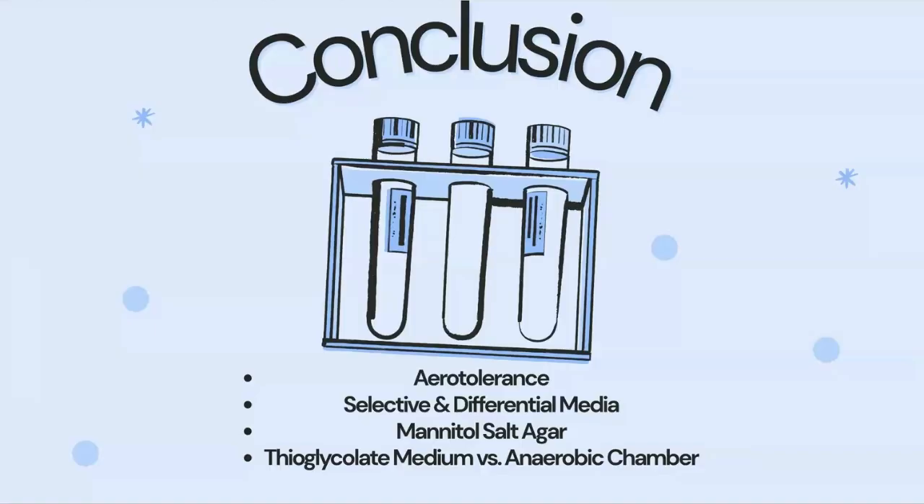The advantages and limitations of each include the fact that thioglycolate is simple, it's inexpensive, and it shows oxygen preference gradients, but cannot create a completely oxygen-free environment. However, with anaerobic chambers, they do provide the strict oxygen-free conditions, but they do require more commitment with time and equipment.